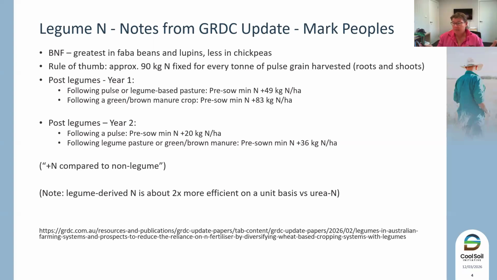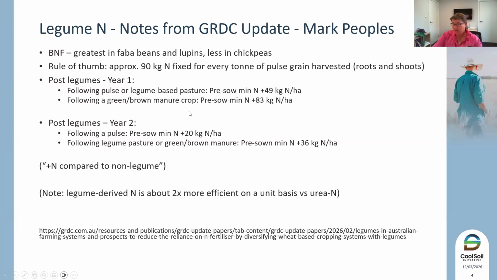We know that, if we work on about that 90 kilos as an approximate to help start that thinking going on. In more detail then, if that's the amount of nitrogen fixed, what that means in terms of nitrogen supply for the following crop, really came out with a few averages, and these are averages across a lot of different trials. But some key messages were post legumes in year 1.